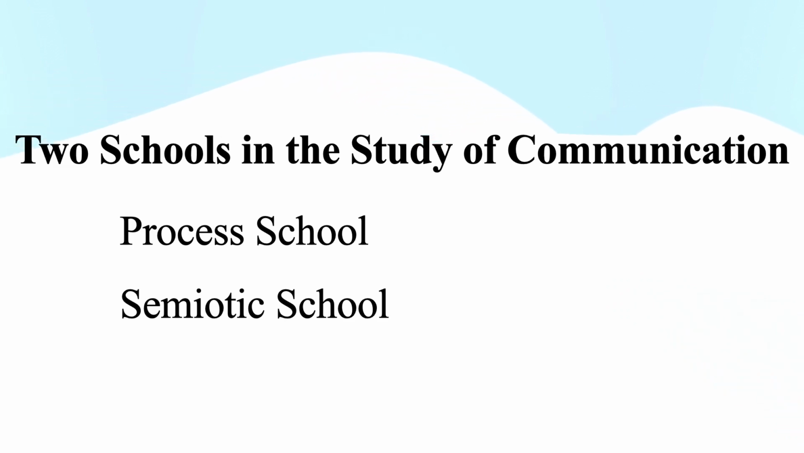The process school tends to draw upon the social sciences, psychology and sociology in particular, and tends to address itself to acts of communication. The Semiotic School tends to draw upon linguistics and the arts subjects and tends to address itself to works of communication.